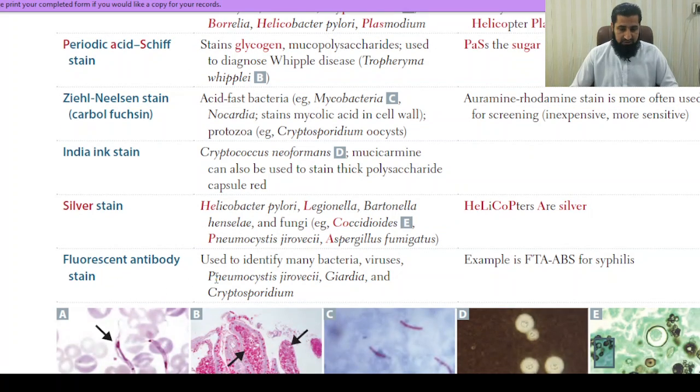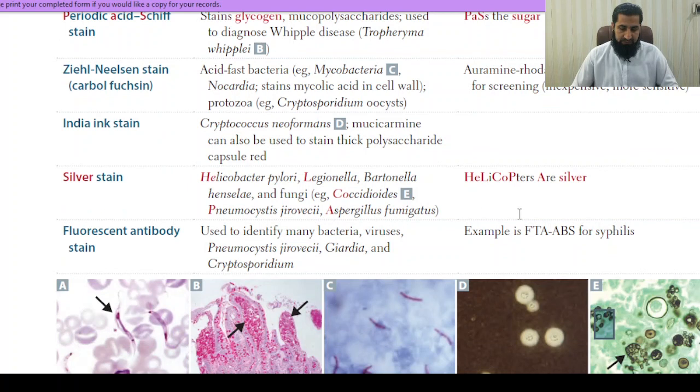Fluorescent antibody stain is another technique. It is used to identify many bacteria, viruses, Pneumocystis jirovecii, Giardia, and Cryptosporidium. Examples are FTA-ABS for syphilis.